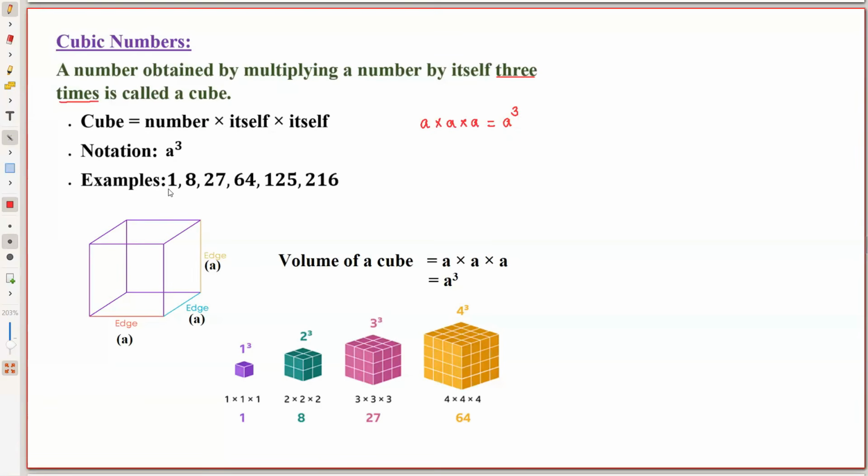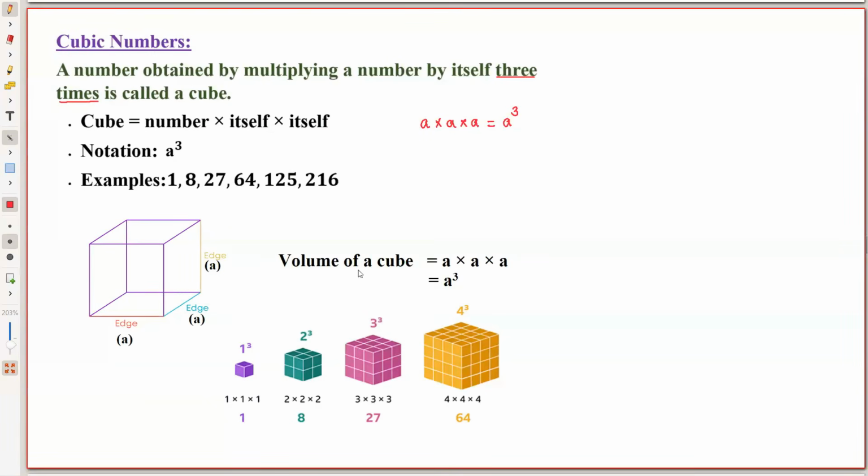For example, 1 into 1 into 1 is 1. 2 into 2 into 2, 2 cube, is 8. 3 into 3 into 3, 3 cube, is 27. 4 into 4 into 4, 4 cube, is 64. Then 125, 216. So these are all cubic numbers.